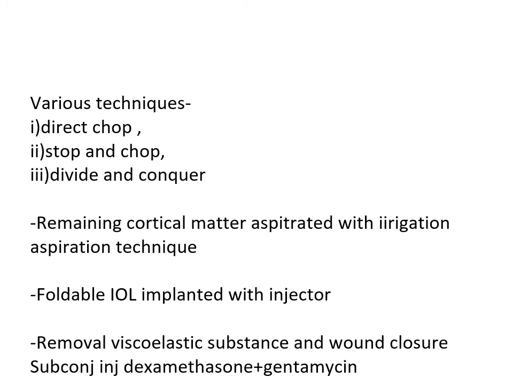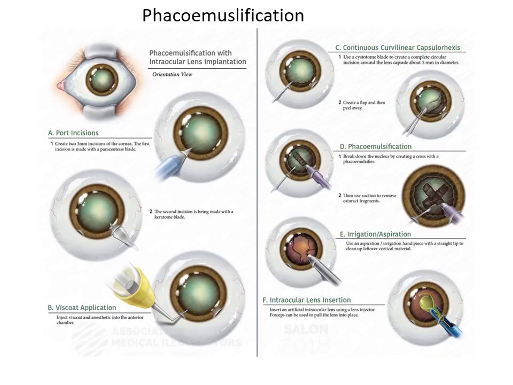And as the incision is small, a foldable intraocular lens is injected into the bag and then dialed. After the IOL implantation, the remaining viscoelastic substance is removed, and a subconjunctival injection is given and patching is done. This diagram shows the steps of phacoemulsification.